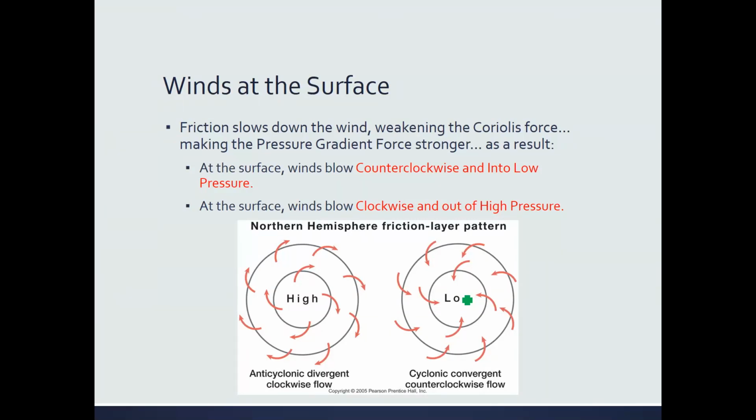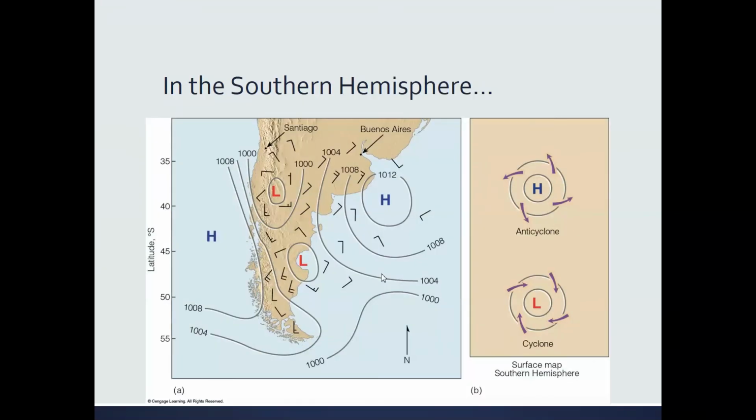What I want you to know is that in the northern hemisphere, winds rotate counterclockwise and into low pressure, and clockwise and out of high pressure. Now, it's different in the southern hemisphere. In the southern hemisphere, pressure gradient is still the same. Winds always blow from high to low. But the Coriolis force is the opposite direction in the southern hemisphere. As a result, in the southern hemisphere, winds rotate counterclockwise and out of high pressure, and clockwise and into low pressure.